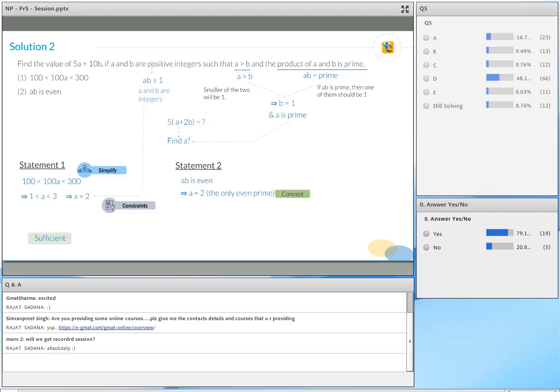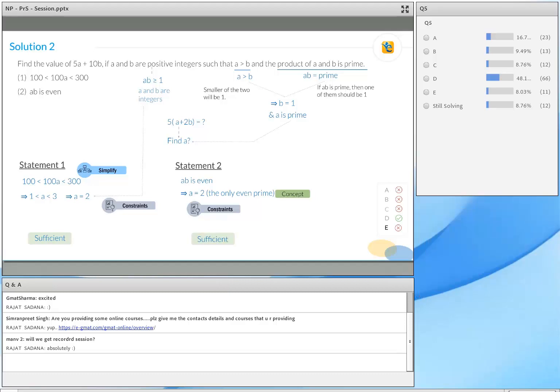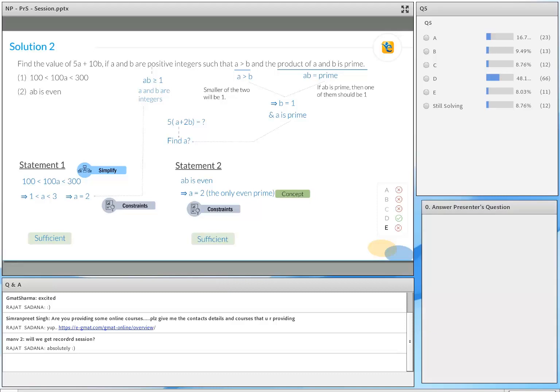Okay, now statement number 2, AB is even. Now B is already 1, and if AB is even and A is prime, then 2 is the only even prime number, which means that I have the value of A, so statement 2 is also sufficient. So D is the correct answer. Now for those of you who didn't select D as the correct answer, where did you falter? What step or steps did you falter at?